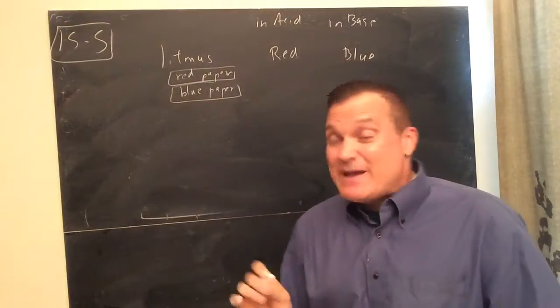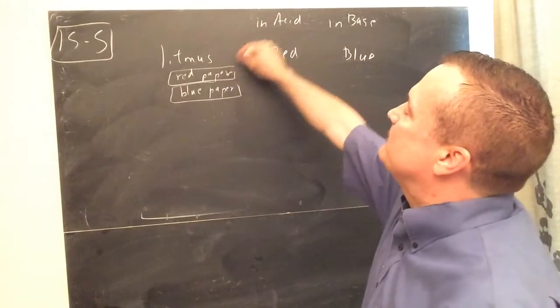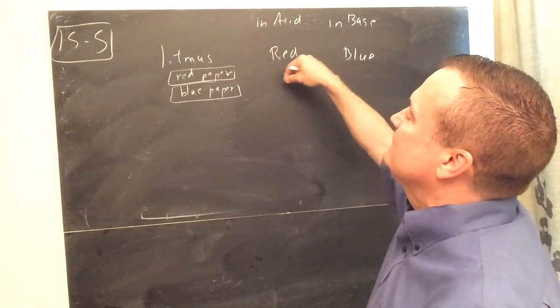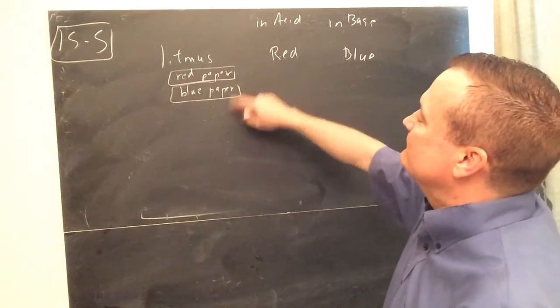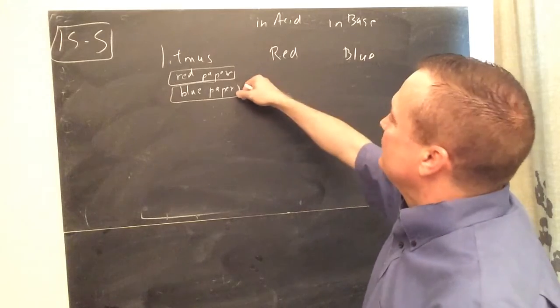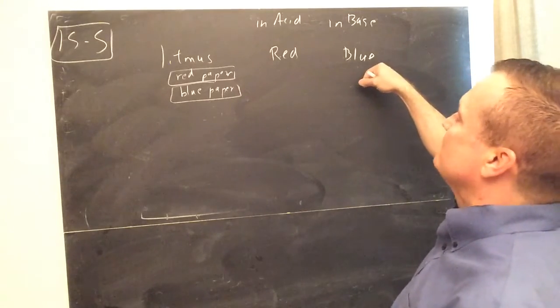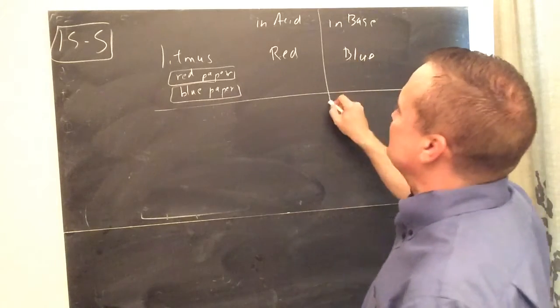It doesn't matter which paper you have. If you put it in acid, it will be red. So red paper in acid will stay red. But red paper, if I put it in base, will turn blue. The paper turns blue. Blue paper, if I put it in acid, will turn red. Blue paper, if I put it in base, will stay blue. So it doesn't matter whether you have blue or red, that's what happens.